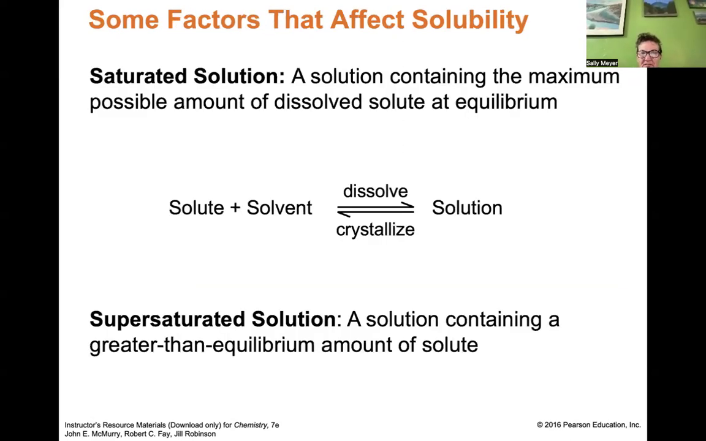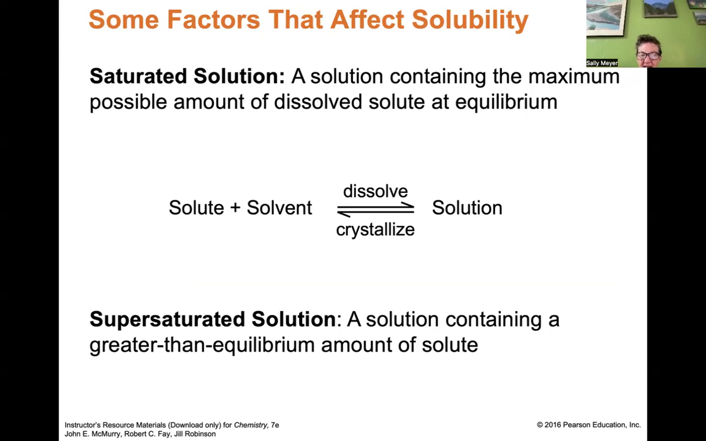So, some factors that affect solubility. A solution containing the maximum possible amount of dissolved solute at equilibrium is called a saturated solution. Solubility is an equilibrium process, just like the other equilibrium processes we've talked about this block. And a supersaturated solution is a solution that contains greater than the equilibrium amount.